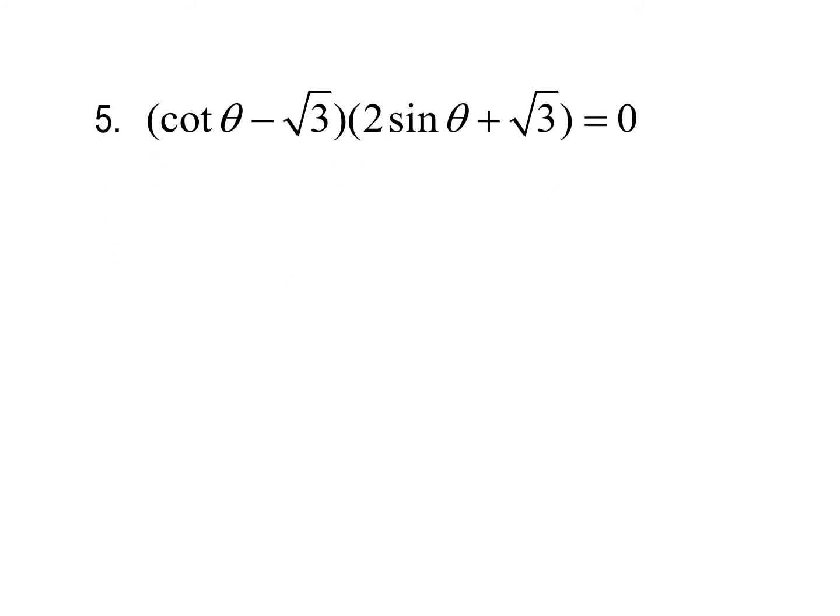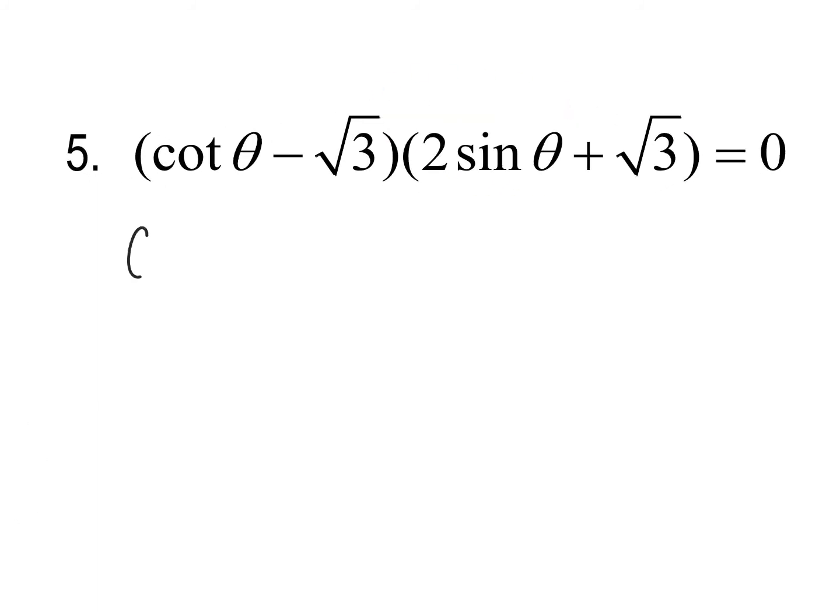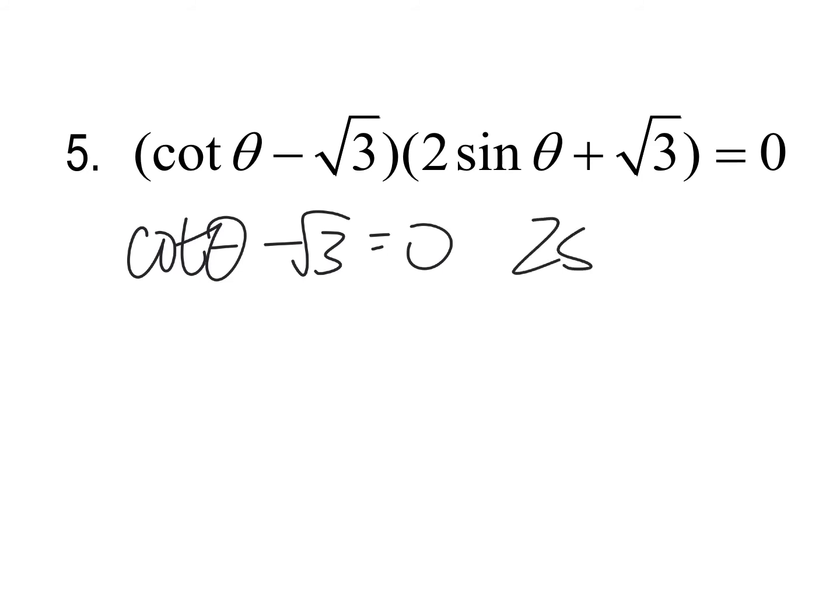Number 5 is a lot like number 3 where it's already factored. What you might be tempted to do is try and FOIL this, but our equation is equal to 0. Let's set this equal to 0 and this equal to 0 and help us find our answers. So I'm going to do cotangent of theta minus radical 3 equals 0. That's the first equation I'm going to solve. And I'm also going to do 2 sine theta plus radical 3 equals 0. That's my second equation I'm going to solve. You just set each parenthesis equal to 0. Try to avoid foiling it out because you'll end up refactoring it and maybe making a mistake somewhere.